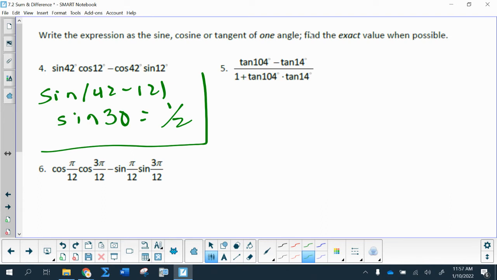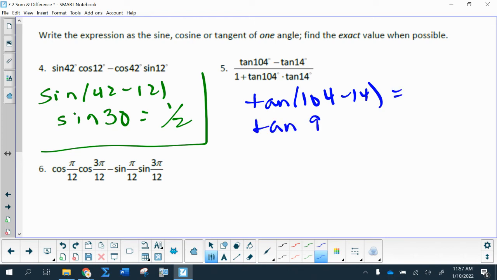Okay, this is tangent minus tangent. This is the tangent subtraction formula. So this would be tangent of 104 minus 14. 104 minus 14, I believe, is 90. So tangent of 90 is y over x, which would be does not exist. So DNE or undefined.